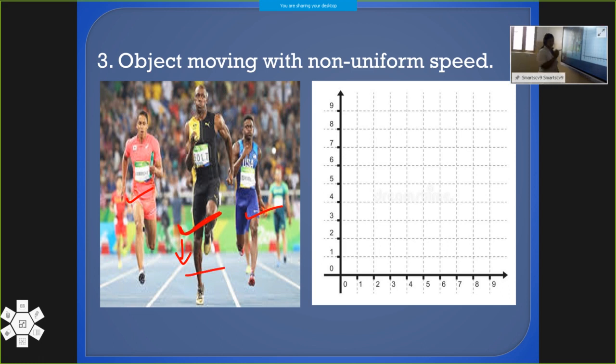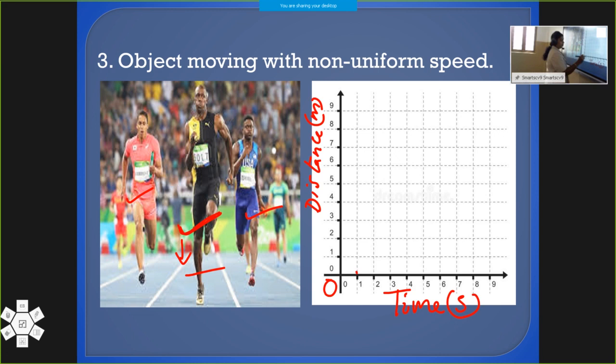For this type of motion, the motion of the athletes, that is non-uniform motion, how will we represent it? Here again, I have a graph with an origin. What will you do first? Yes, time along the x-axis and the distance along the y-axis. Whenever you plot, you are not going to get a straight line because of unequal distances in equal intervals of time.